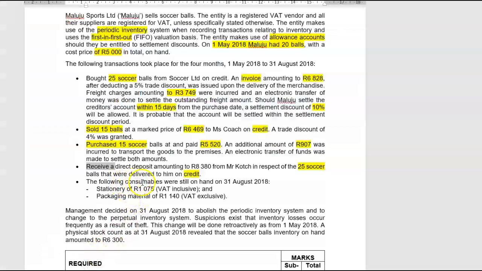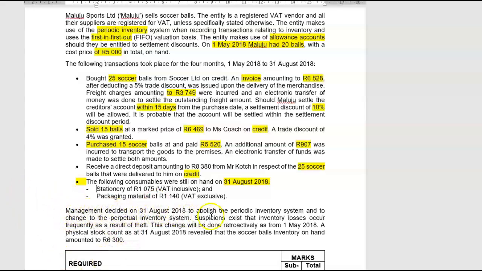Following consumables were on hand at 31 August 2018, so that will be my consumable stock. Stationery of 1075, VAT inclusive, so I have to take out the VAT, and packaging material of 1140, VAT exclusive, so that would be my consumable stores at the end of the period.